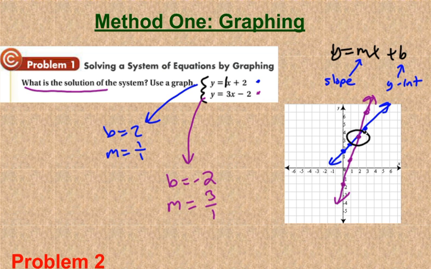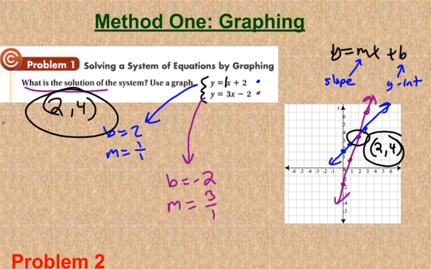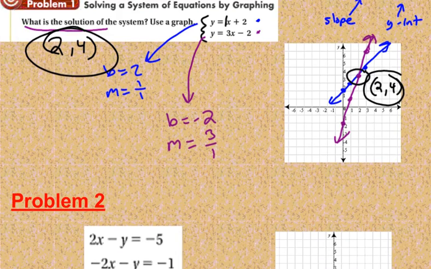That's the only ordered pair that would be on both lines, and that's the ordered pair 2 and then 1, 2, 3, 4, 2 and 4. So that is the solution. 2, 4 would be our solution. That's the x and the y that works. All right, so it's great. If we can graph it, we can find the solution.